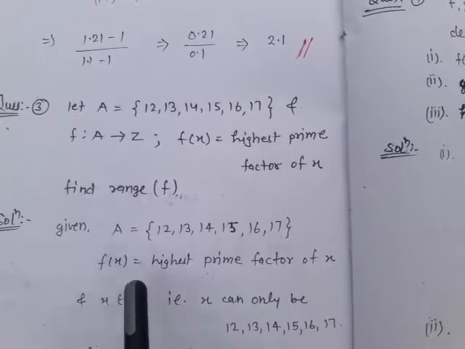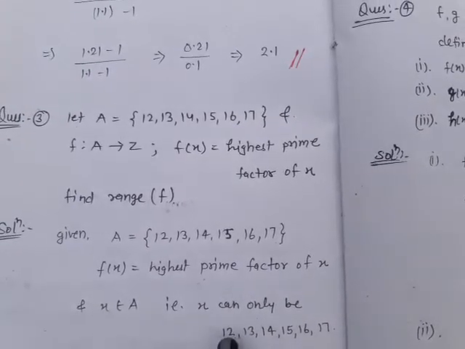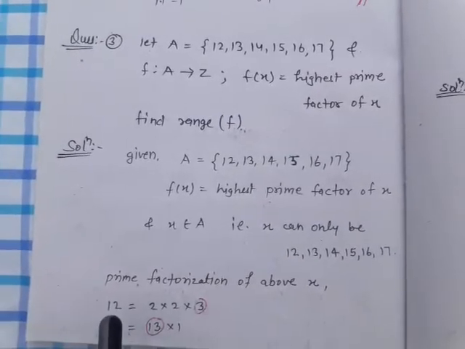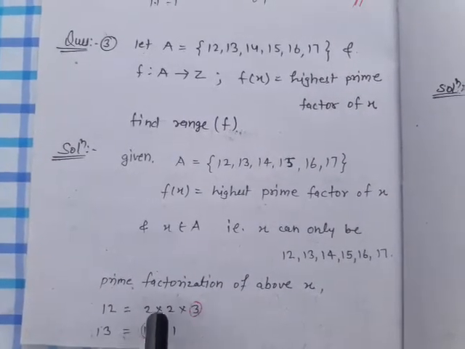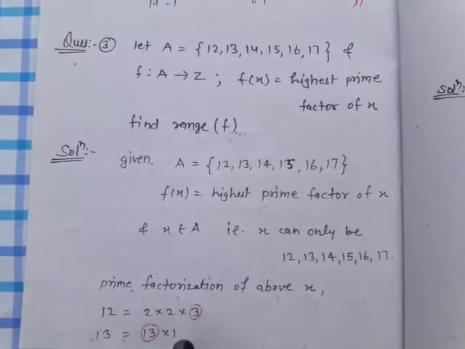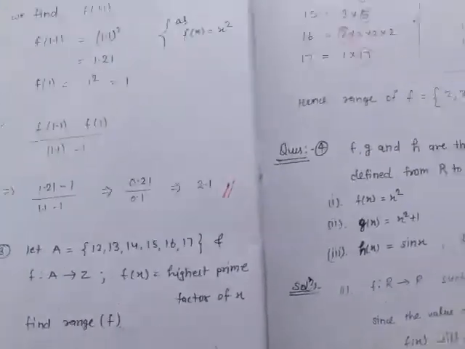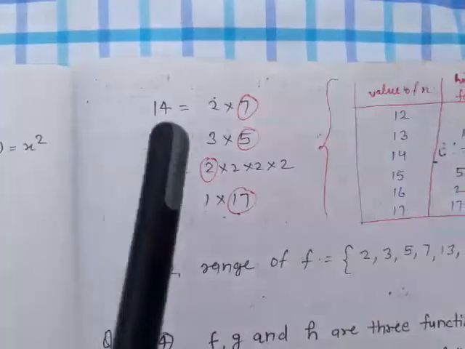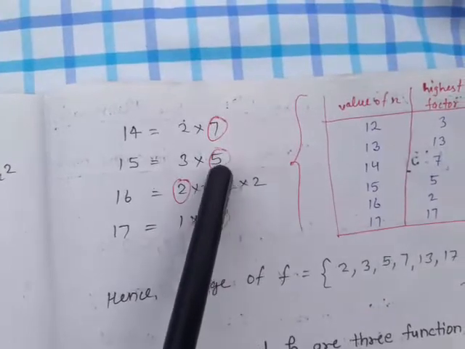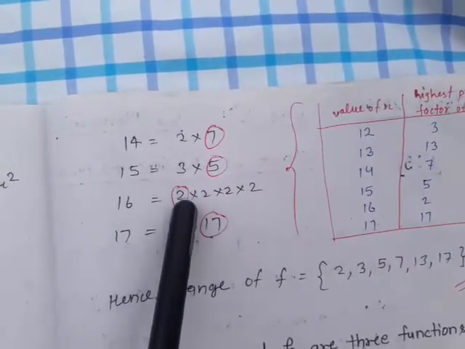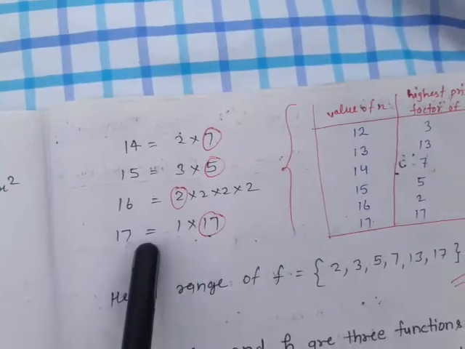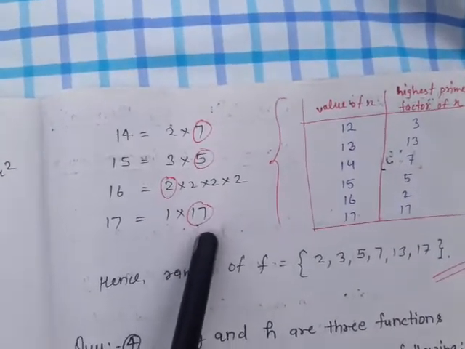For finding f(x), first we factorize all the numbers. Prime factorization of the above x: 12 factorizes as 2 into 2 into 3, and 3 is the highest prime factor. For 13, 13 into 1, 13 is the highest factor. For 14, 2 into 7, 7 is the highest factor. For 15, 3 into 5, 5 is the highest factor. For 16, 2 into 2 into 2 into 2, and 2 is the highest factor. For 17, 1 into 17, 17 is the highest factor.